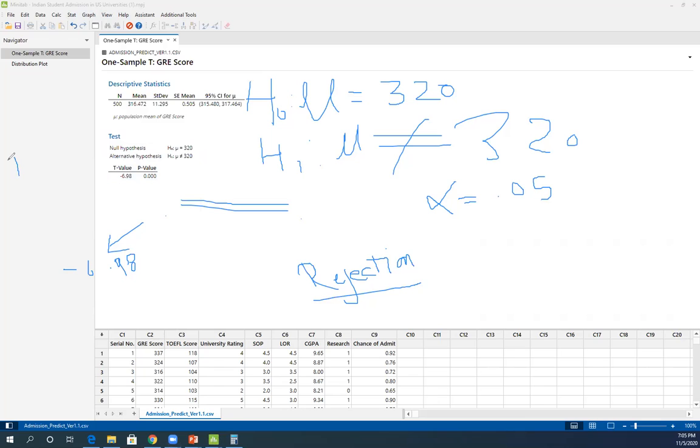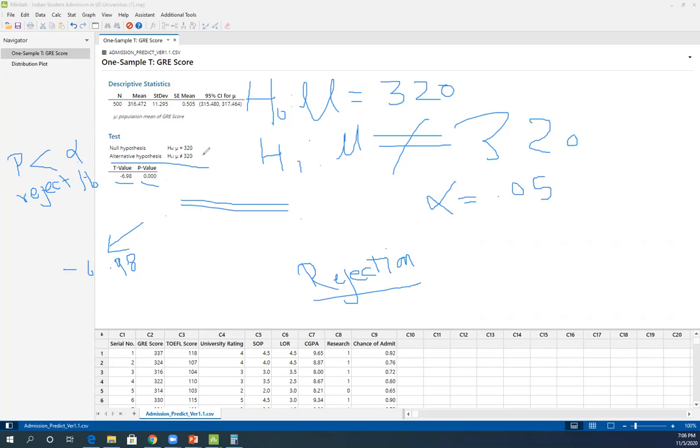If the p-value is less than the alpha value, you are going to reject the null hypothesis. So using the critical value, we are going to reject this. We are also going to reject using the p-value. That means the alternative hypothesis says it is not 320.